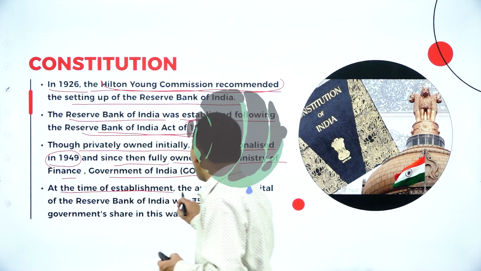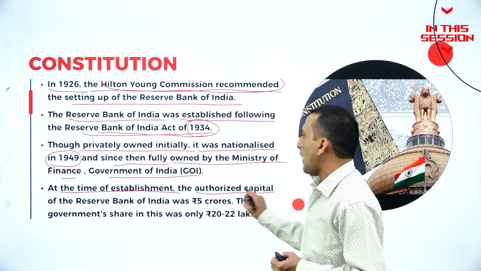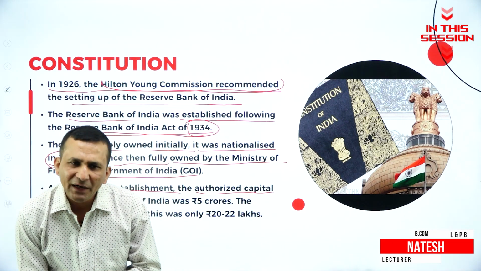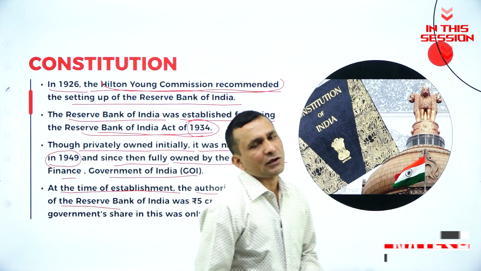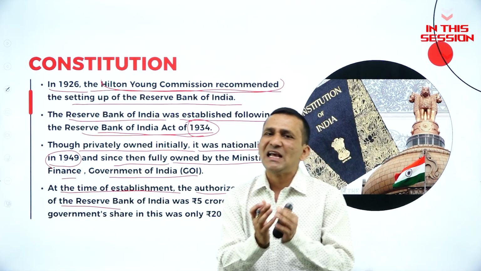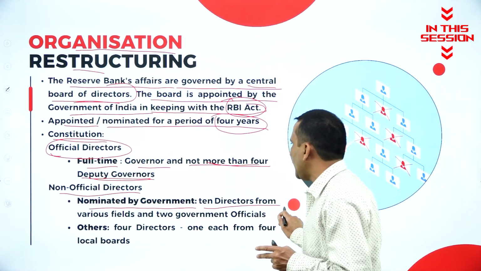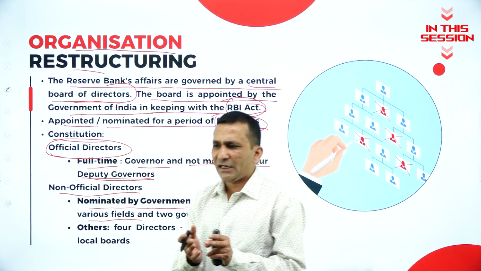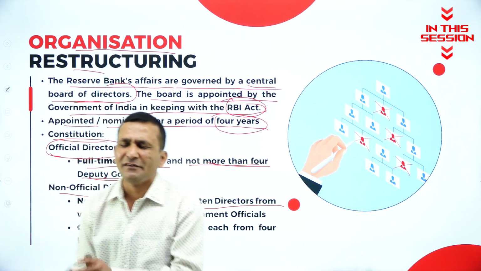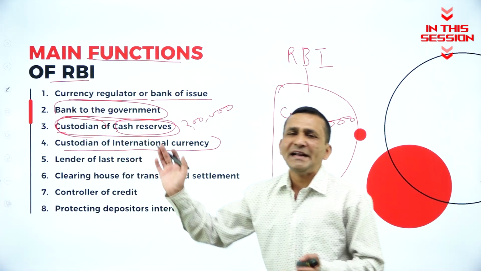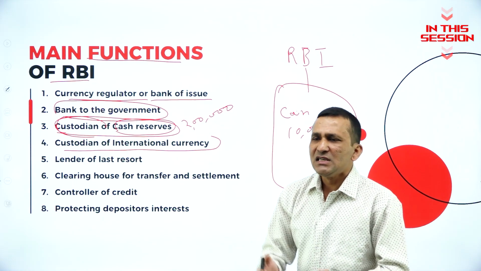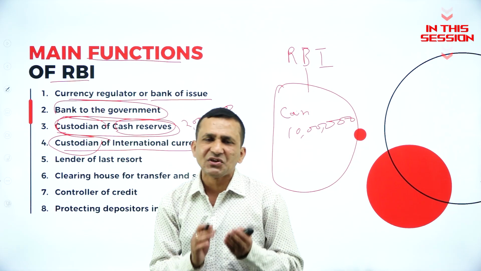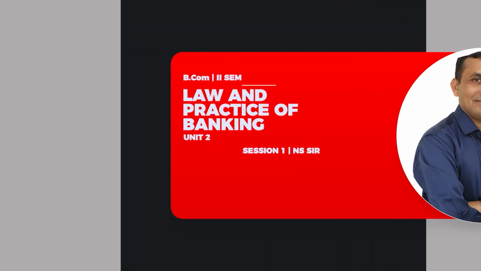At the time of establishment, the authorized capital of RBI, any financial institution, if they are operating, unless they have any authorized capital, how are they raising the capital? The 10 directors from various fields, like agriculture, industry, and the director related to RBI. Whenever international transactions are going on, somebody has to be a custodian. So now here, for international transactions, RBI is the custodian.